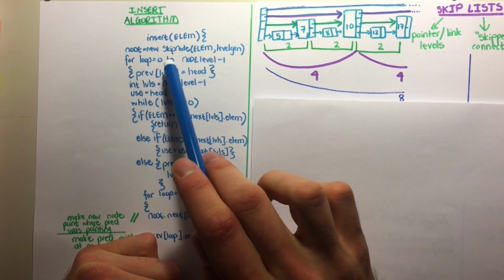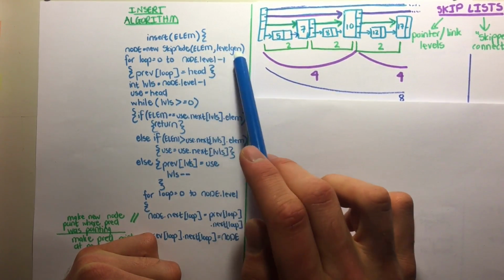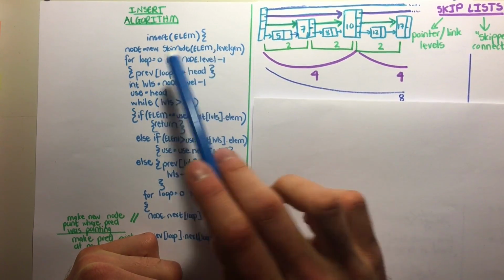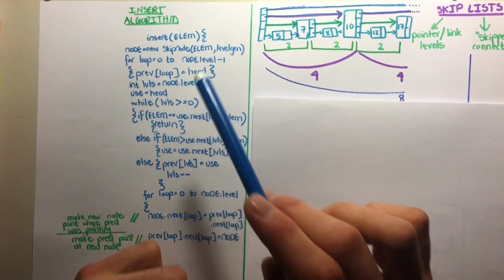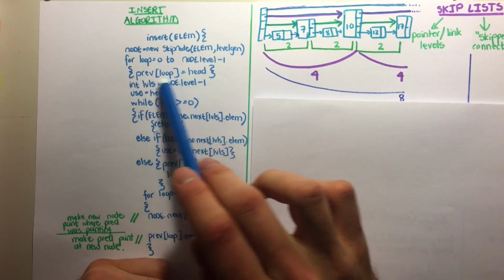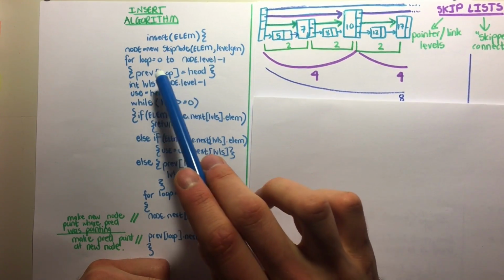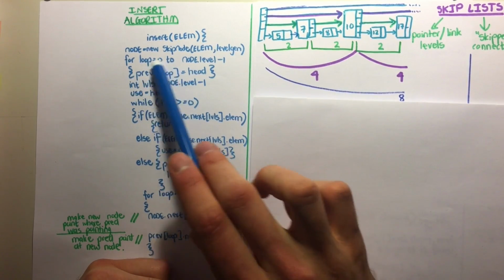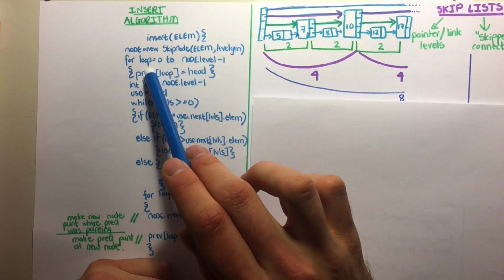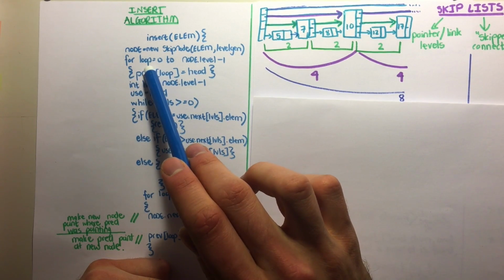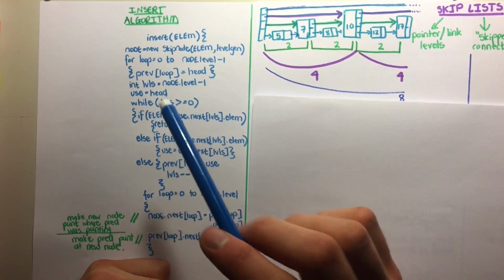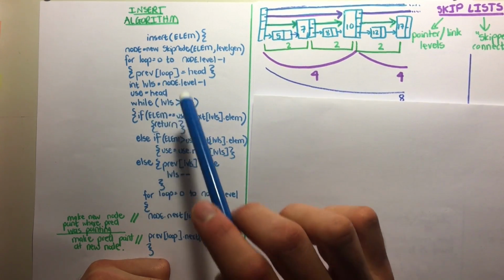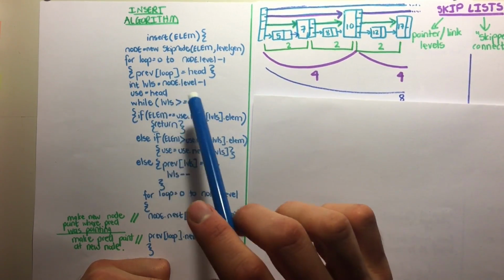Then we say we're going to go from 0 to the number of levels minus 1, because if you have 5 levels, it's going to go 0, 1, 2, 3, 4, which is 5. And we're going to initialize our previous array to head. Our previous array will be the predecessor pointers that we're going to have to make point to our new element we're going to insert. So we have to find those. On each level there will be a predecessor to assign to the new element we're going to insert.